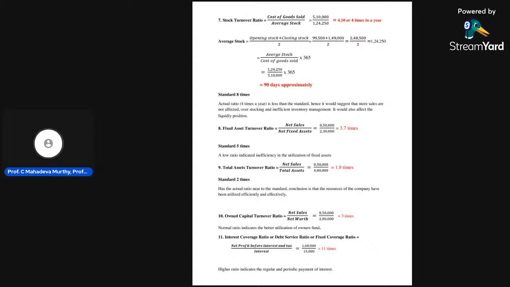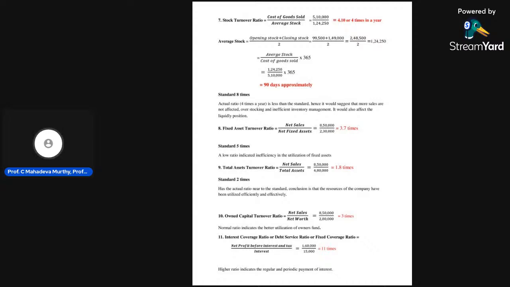Therefore, each and every ratio exhibits the relationship, and it tells the efficiency of the organization. Okay. The next one, the ninth one, total assets turnover ratio.